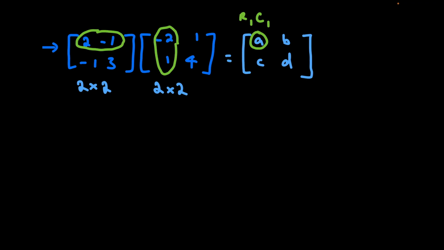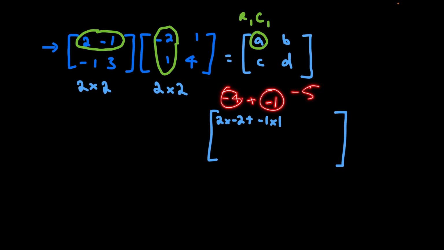So let us now work out what is the value of A. What is the value of our matrix in that entry? So the value of A will simply be 2 times -2, plus -1 times 1. Okay, that is the value in that matrix there. And we can easily work that out right now. So 2 times -2 is the same as -4. Plus -1 times 1 is -1. -4 minus 1 is the same as -5.